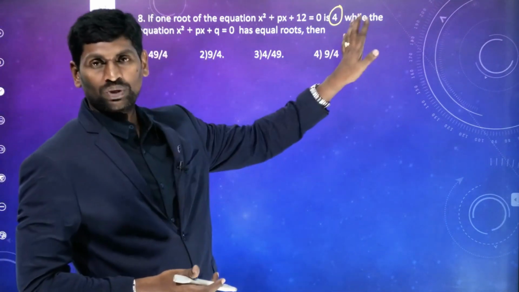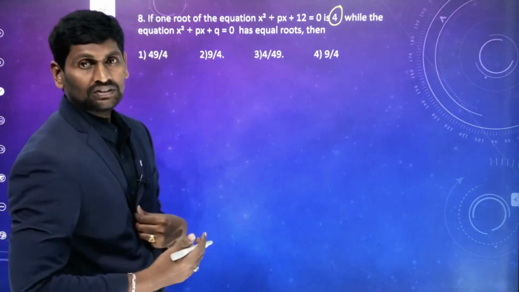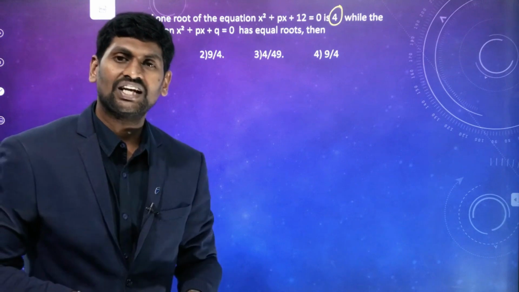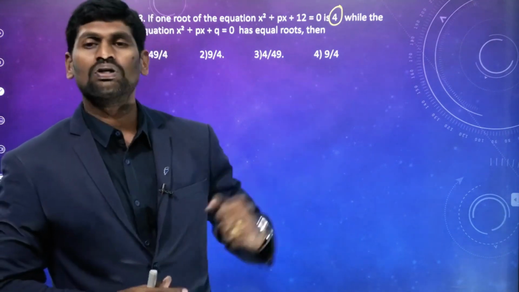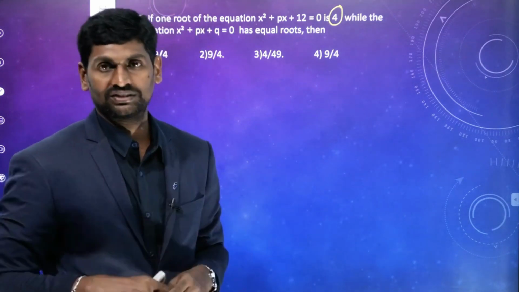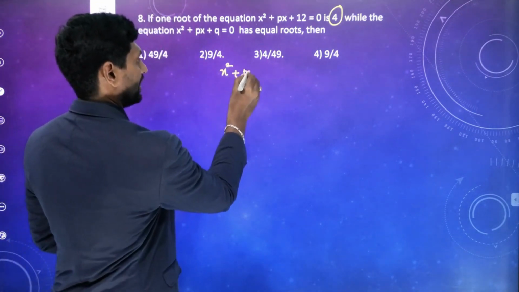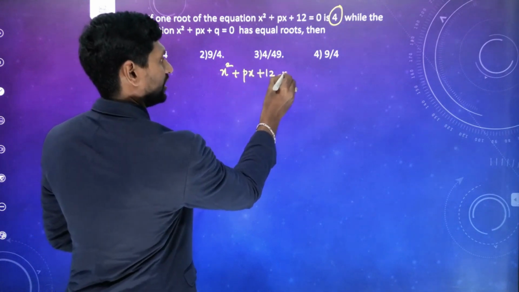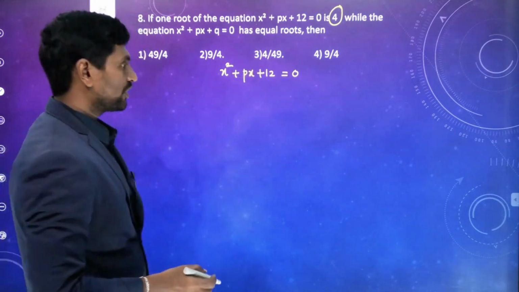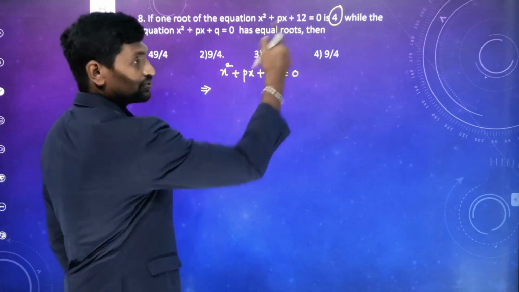Now by using the first equation, let us find the value of the unknown. Here what is the unknown value? P. So root is nothing but solution. Clearly we discussed in our previous classes that when you substitute the value 4, it gives the answer 0. That means it should satisfy both LHS and RHS. Now what is the given equation? x square plus px plus 12 equal to 0, and 4 is the root of the given equation.